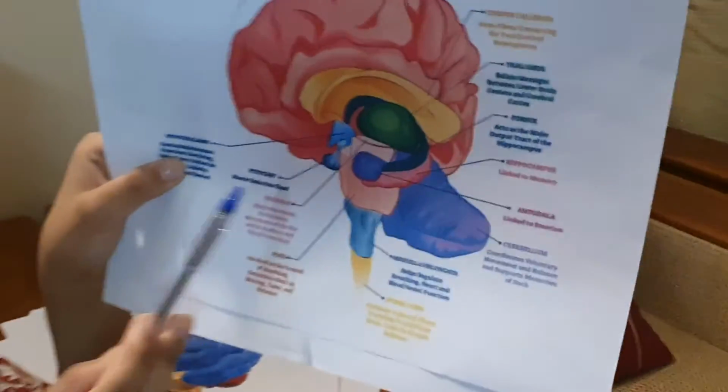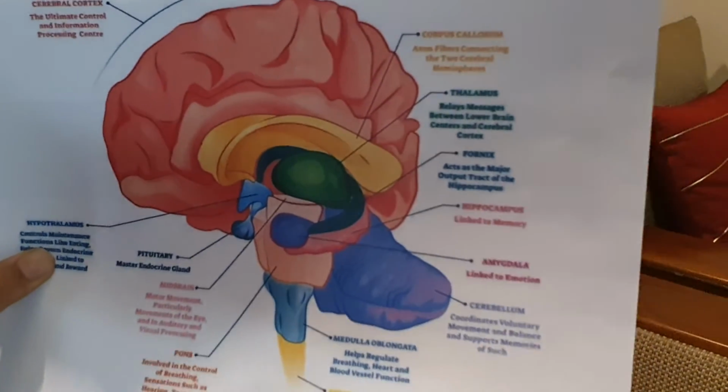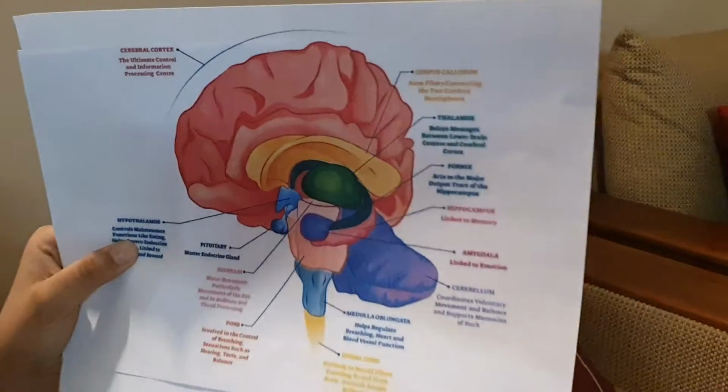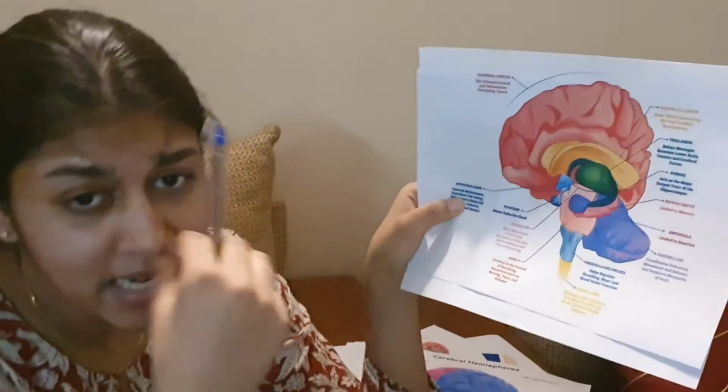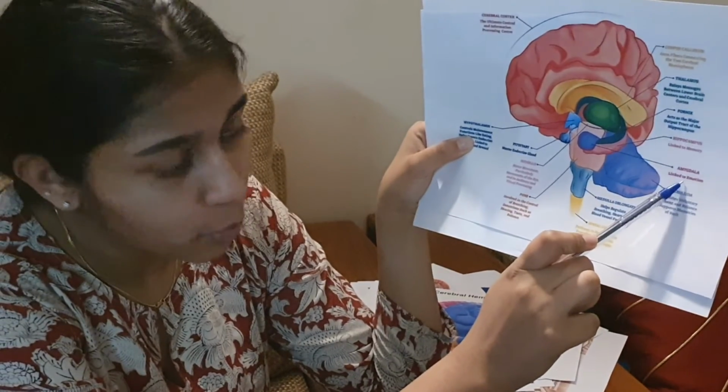It's a master gland. It controls our body regulations, growth, sex development, metabolism, etc. The next one is the amygdala. Amygdala is this blue color, which is linked with our emotions.